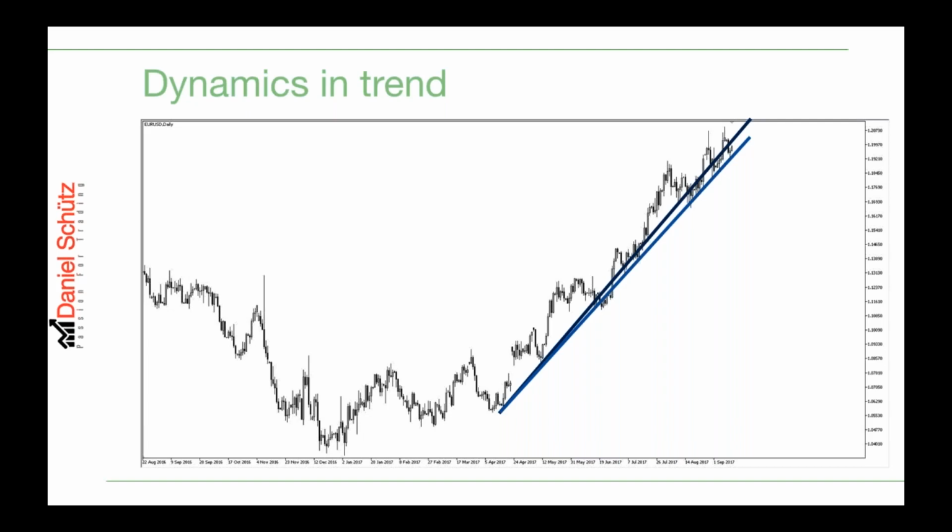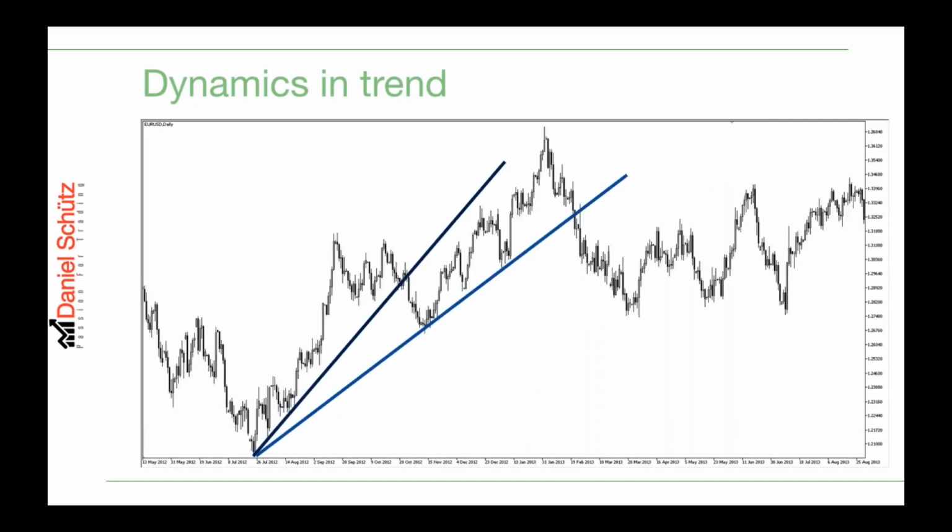A trend line can be drawn flatter if the trend slows down. That we can see in that picture. The trend is slowing down because the trend line is going flatter. A flat trend line can be drawn steeper if the trend accelerates.